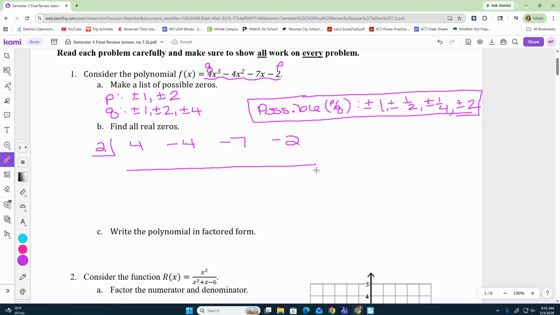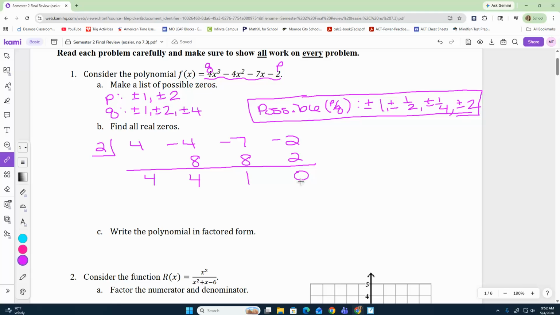Okay, we did the first one, then we did our synthetic division. 4 comes down, and then it's a series of multiply and add. 4 times 2 is 8. Negative 4 plus 8 is 4. 4 times 2 is 8. Negative 7 plus 8 is 1. 1 times 2 is 2. Negative 2 plus 2 is 0. And we knew that because we already plugged it in and found that it's 0.